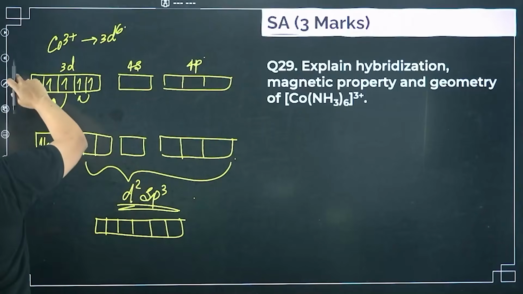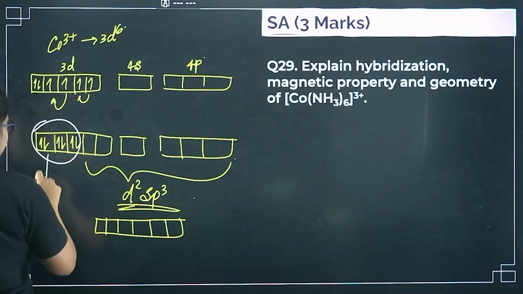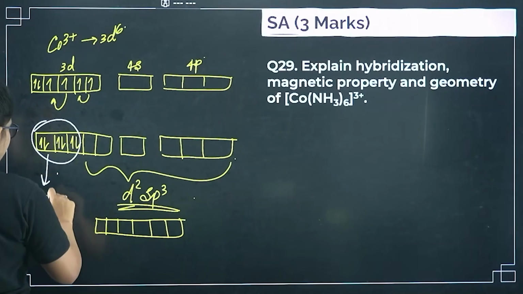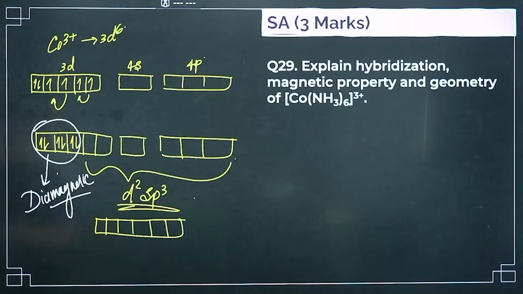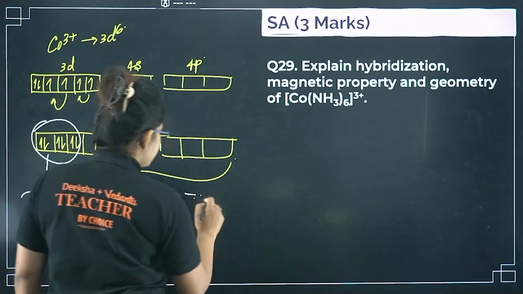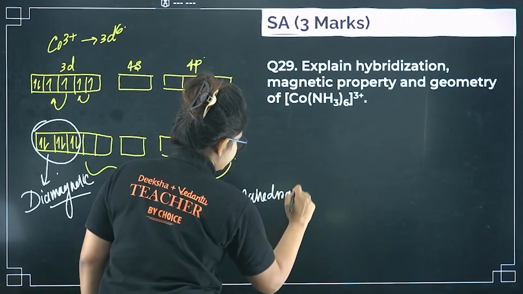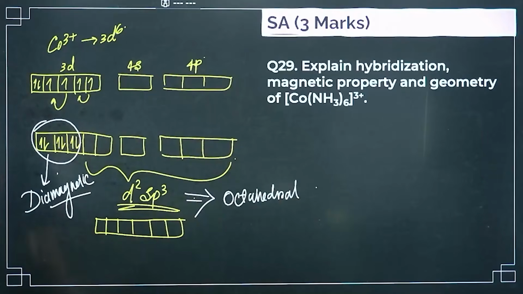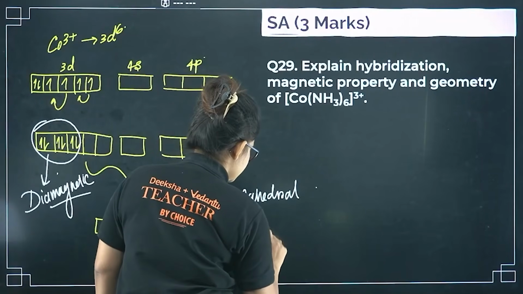Now if you ask about the magnetic property, no unpaired electron, right? Here all the electrons are paired up, so I can say it is a diamagnetic compound, diamagnetic in nature. I guess it is clear to you. Let's proceed. Geometry: for this case I will be having octahedral geometry. One more information I want to share: octahedral geometry, strong field ligand, inner d orbital taking part in the hybridization. You can also call it an inner orbital complex.